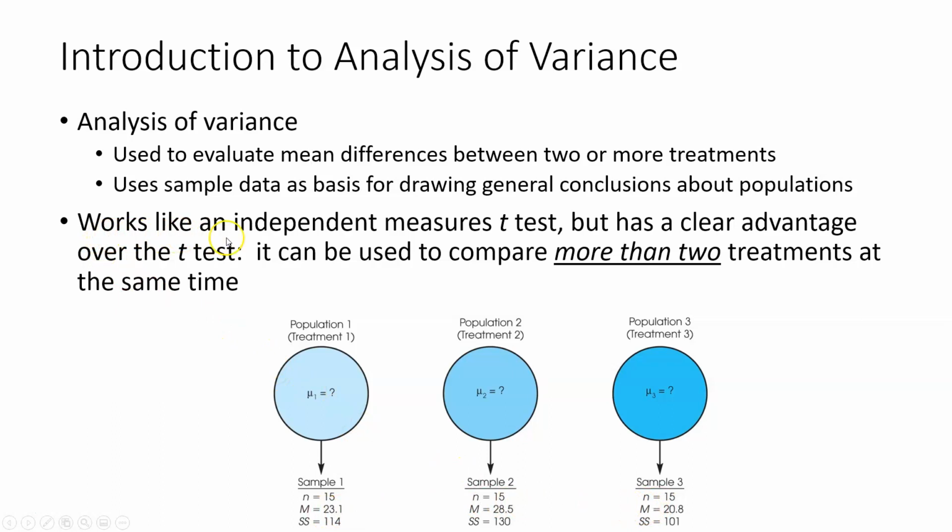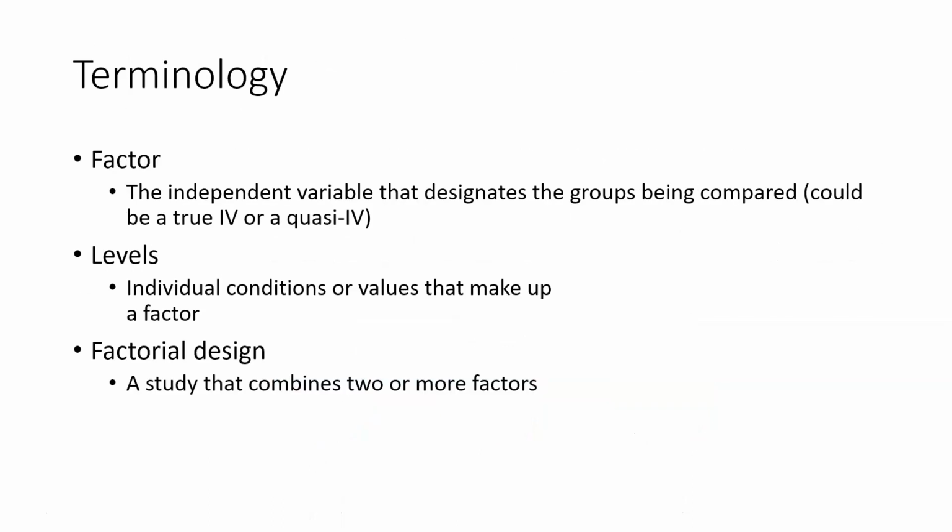So an ANOVA works like an independent measures t-test, where, remember, in an independent measures t-test, we would have two populations and we would just compare the sample means for the two populations. But this has a clear advantage over the t-test. It can be used to compare more than two treatments at the same time. So if we have 3 populations, 3 different treatments, we can compare all of them and answer the question, are there any differences anywhere here? But before we move on, we need to establish a little bit of terminology.